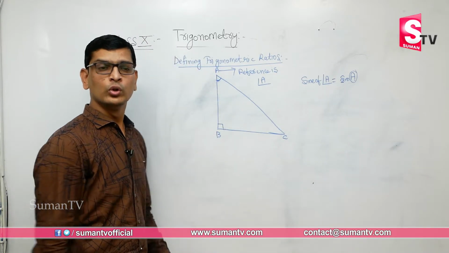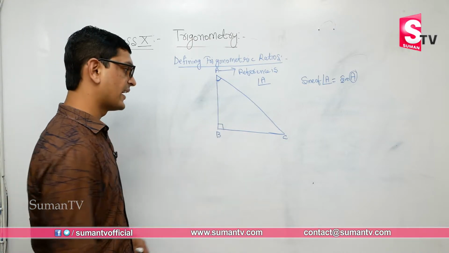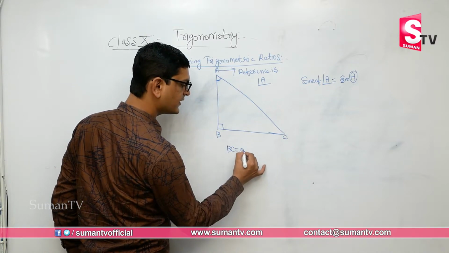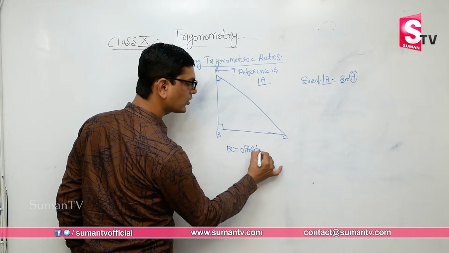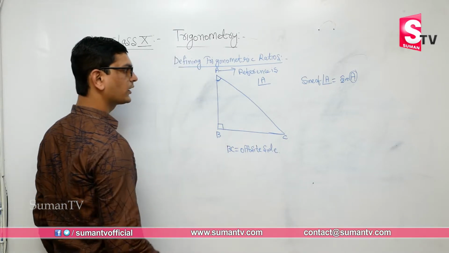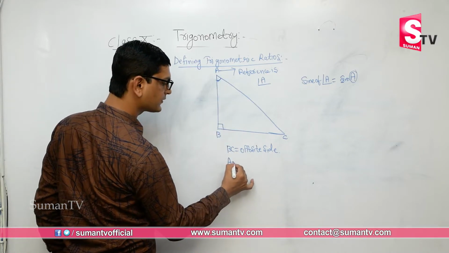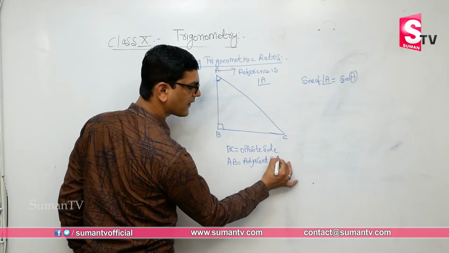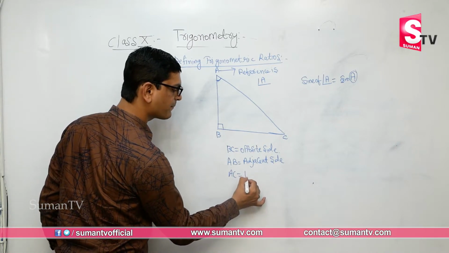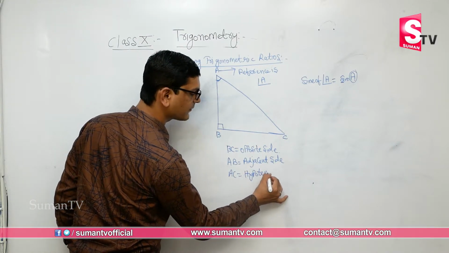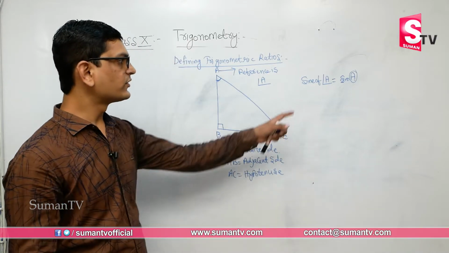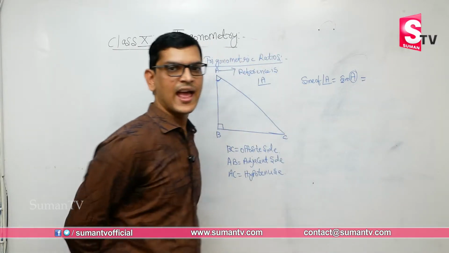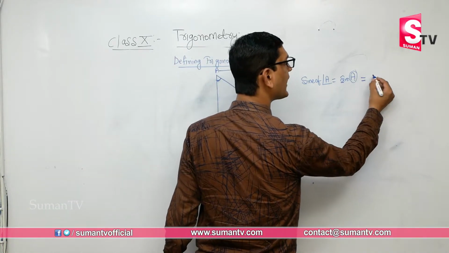So, as I told you, with respect to angle A, BC is the opposite side, AB is the adjacent side, and AC is the hypotenuse.